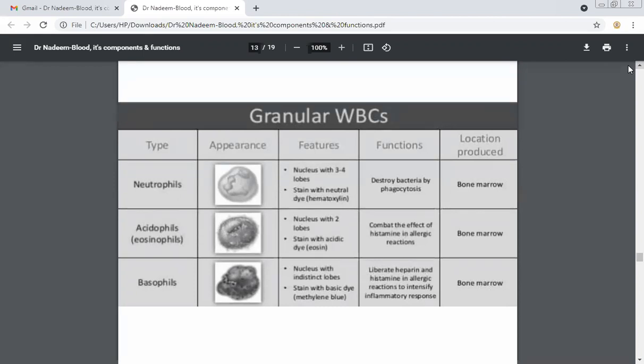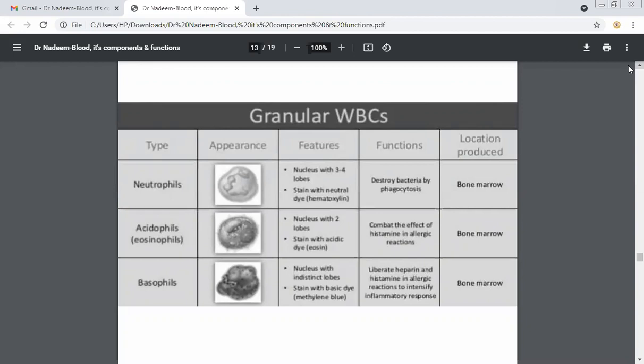Their production site is bone marrow. Besides neutrophil, another is acidophil, also known as eosinophil. There is a nucleus with 2 lobes. They are not stained with hematoxylin, they are stained with acidic dye, eosin. In case of function, it produces resistance; it combats the effect of histamine in allergic reactions. Again, the production site is bone marrow.